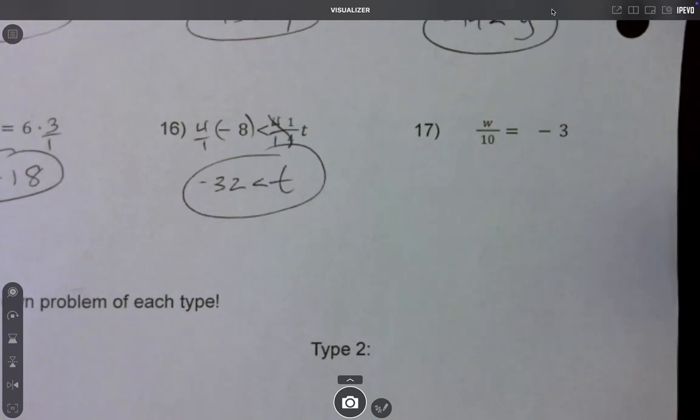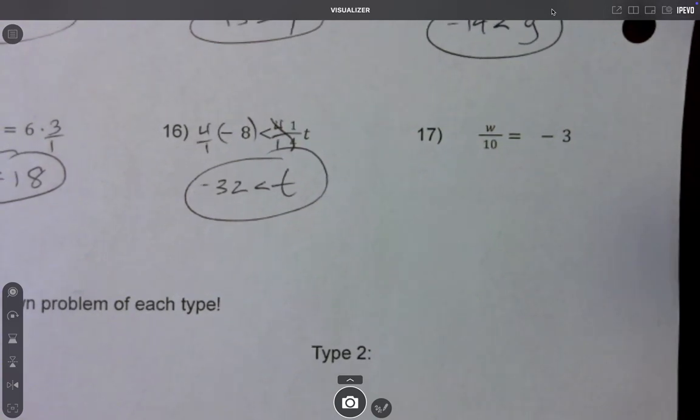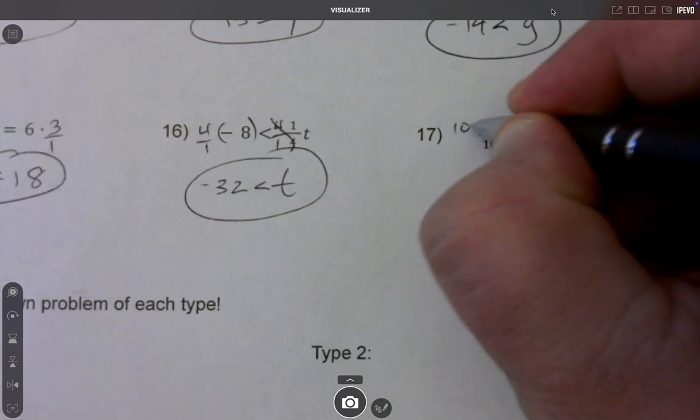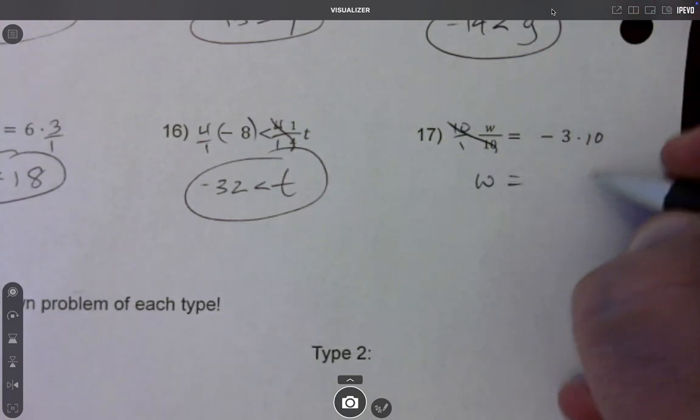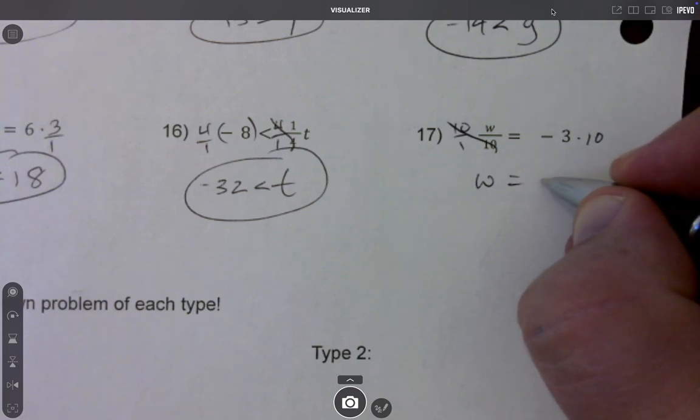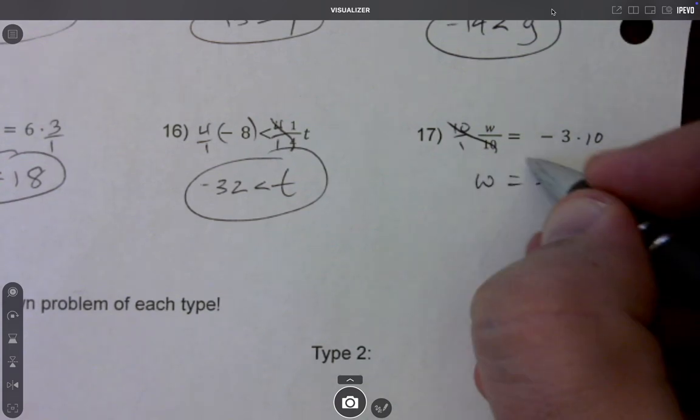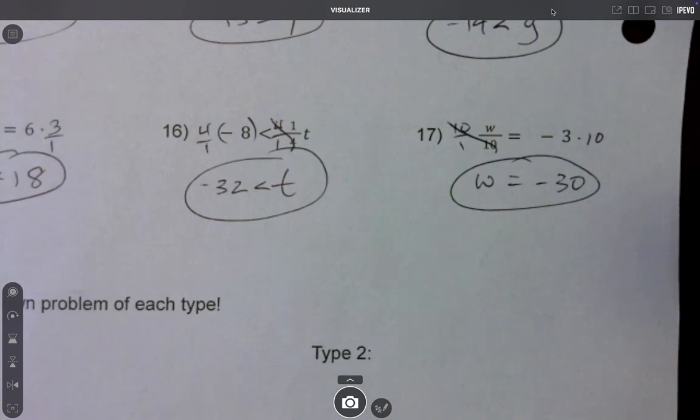Last one, w divided by 10. So we do the opposite and we multiply both sides by 10. 10's cancel out. 10 divided by 10 is 1. And negative 3 times 10 is negative 30. Okay.